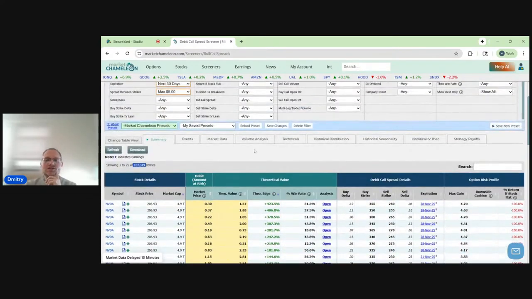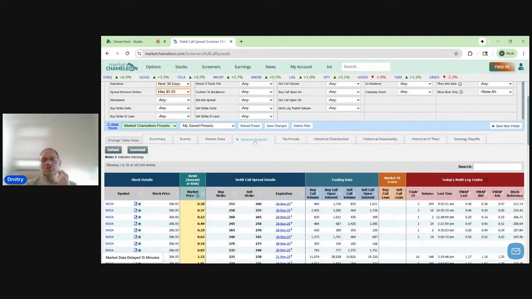And I'm going to go to this tab over here, volume analysis. And in this volume analysis, we have the spread, repeat the spread over here, November 28th, buying the 255, 260 call spread. Here's November 28th, 250, 255, all these different combinations. And then we have some information and data about each of these legs. So here we see the volume on the buy strike, open interest on the buy strike, sell volume on the sell strike, open interest on the sell strike.